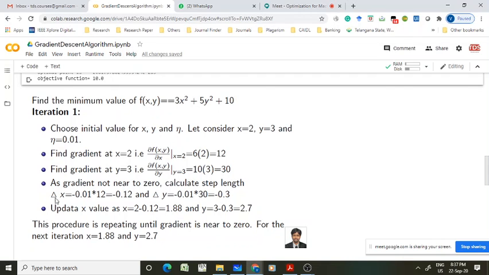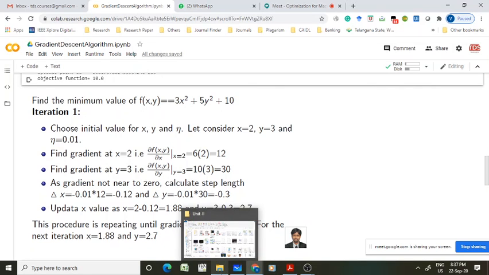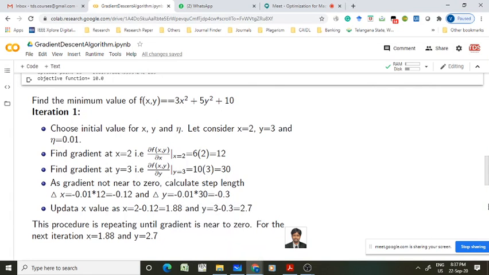So we are calculating delta x and delta y. Now you are updating your x. So x equal to x plus delta x, that is 2 plus delta x, minus 0.12, which is 1.88. Similarly, y equal to y plus delta y. So y equal to initial value 3 plus delta y, that's minus 0.3, that's equal to 2.7. This procedure will be repeated until the number of iterations you decided.